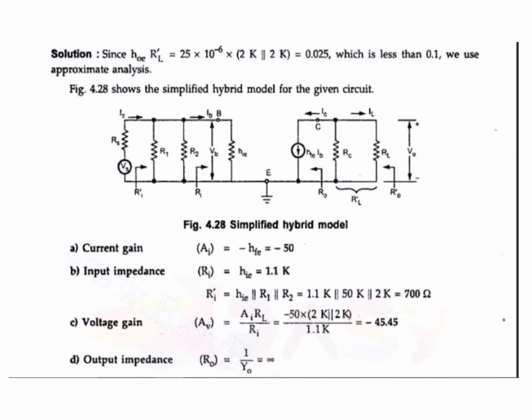Okay, so in most of the books, in most of the problems they consider HOE and HRE as negligible quantities only. So no need to worry about this. So here output impedance R0 is equal to 1 by HO, which is equal to infinity. So I hope you are clear in this slide. Now let's move on to the next slide.